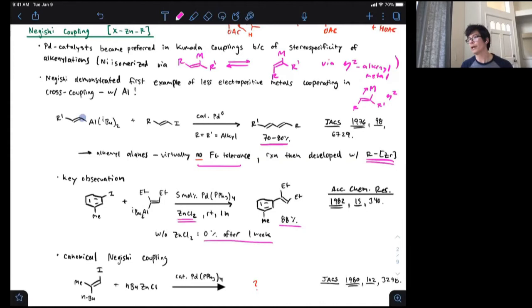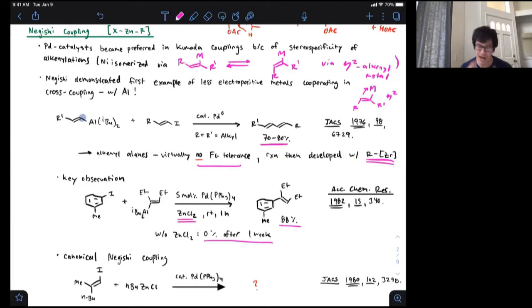I've got to give whatever student or postdoc did the experiment credit here for continuing to check a reaction that was 0% conversion up until 1 week. That's probably the experiment you do only because your advisor tells you to. It hasn't started after 6 days, but God knows, maybe it has a 7-day induction period. But no reaction without zinc chloride, and then super facile coupling with zinc chloride.